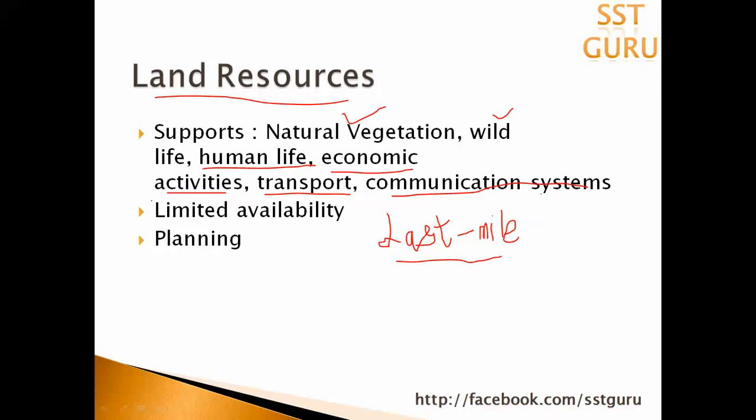And why is it so important? It is because of just this one reason: it is limited. You do not have unlimited access to land. The earth has continents and oceans, and this continent and ocean are in a fixed proportion. It does not increase, at least in our lifetime, it does not increase or decrease. So it is of limited availability, and we need to conserve it. And how do we conserve it? Through planning. We need to plan how we conserve our land resources.